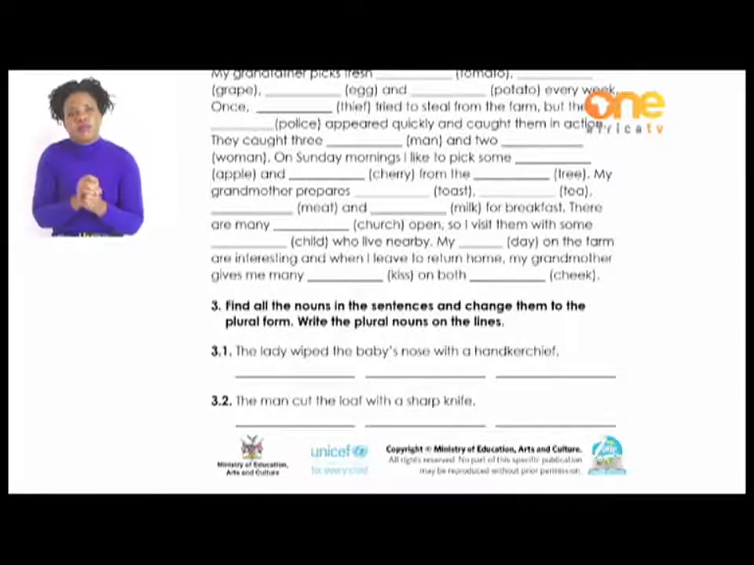3.1, the lady wiped the baby's nose with a handkerchief. The first noun is lady, so it becomes ladies. Baby becomes babies. Nose becomes noses. And handkerchief becomes handkerchiefs. So you do 3.2 and 3.3 on your own.